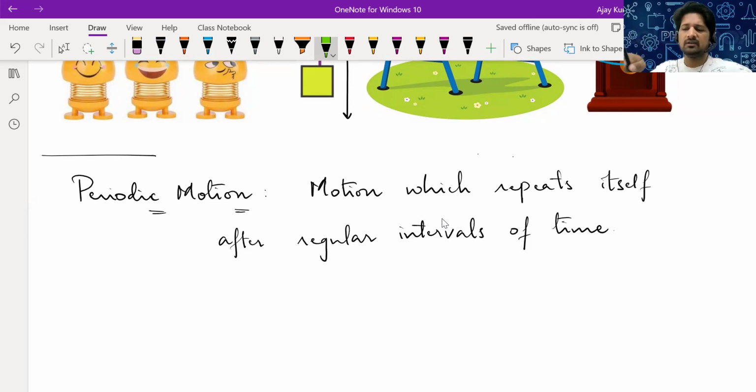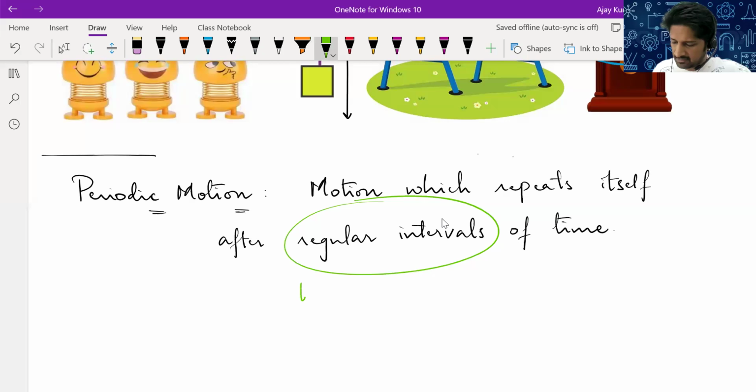The motion of the hands of a clock, that is also periodic. For example, you take the seconds clock. The seconds clock takes exactly 1 minute to complete one revolution, and it repeats itself, as long as the clock runs, right? That is also periodic motion. So in periodic motion, there is always a certain regular interval after which the motion repeats itself.